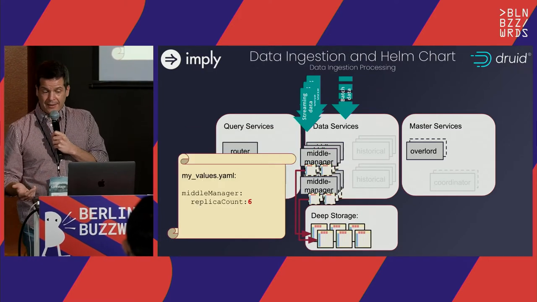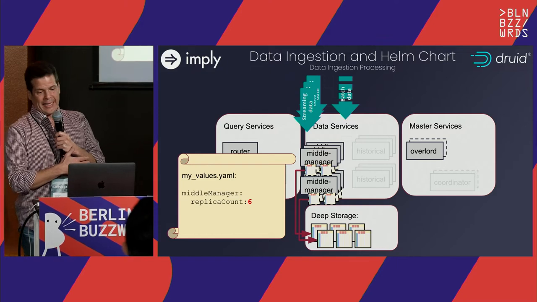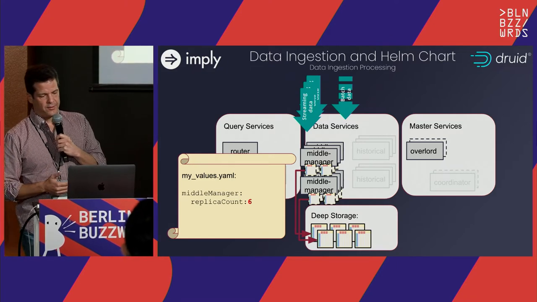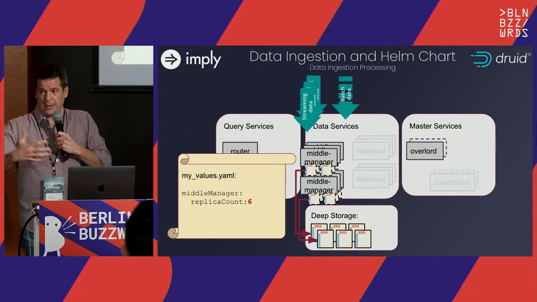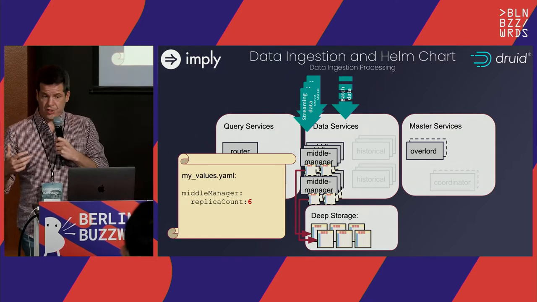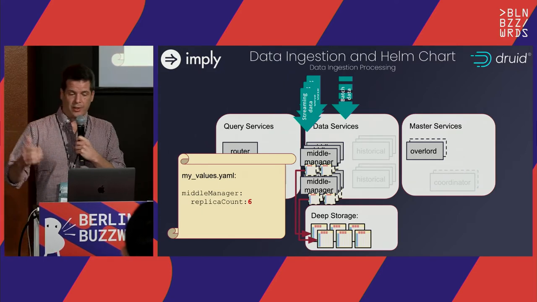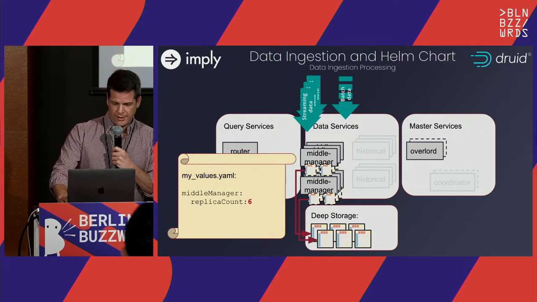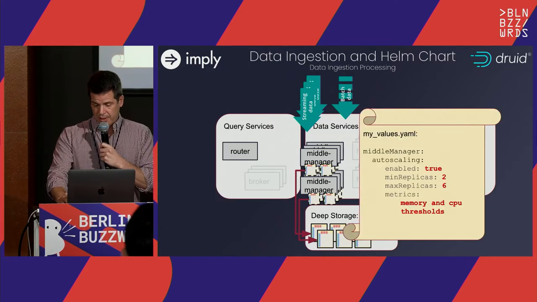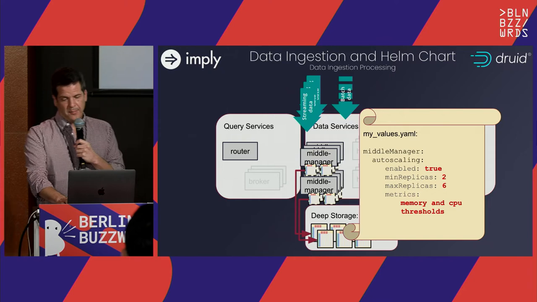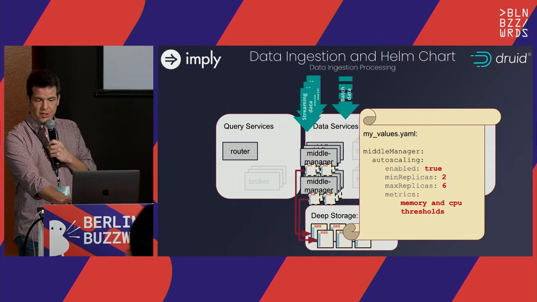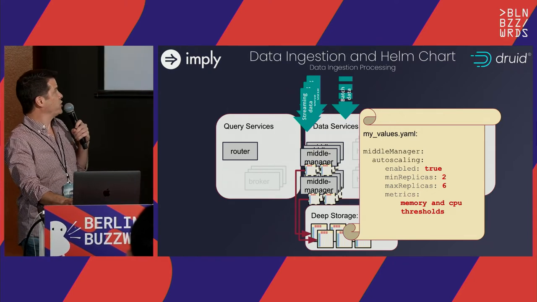Also, if you want to scale it, you can scale it manually. By increasing the number of middle managers, that automatically scales the capacity of ingestion and therefore can deal with larger throughput in the streaming. This can also be done automatically by using the auto-scaling definition inside the Helm chart.